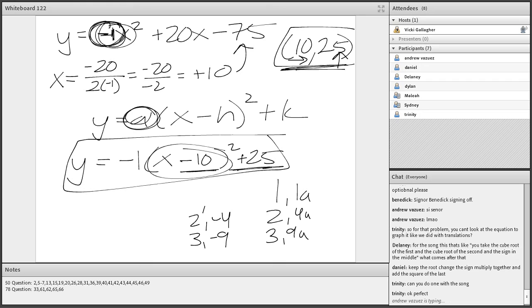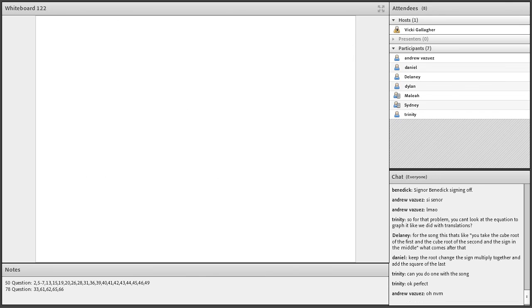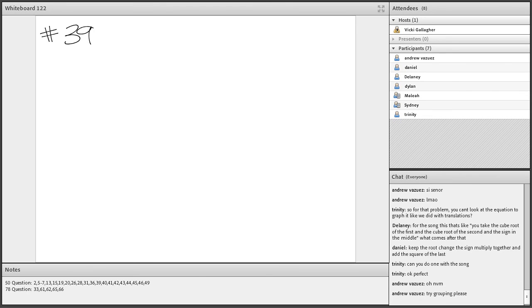Andrew, 39 is the box again. Do you want me to do the box, or do you want me to try factoring by grouping and see if you like that better? Okay, let's try grouping.